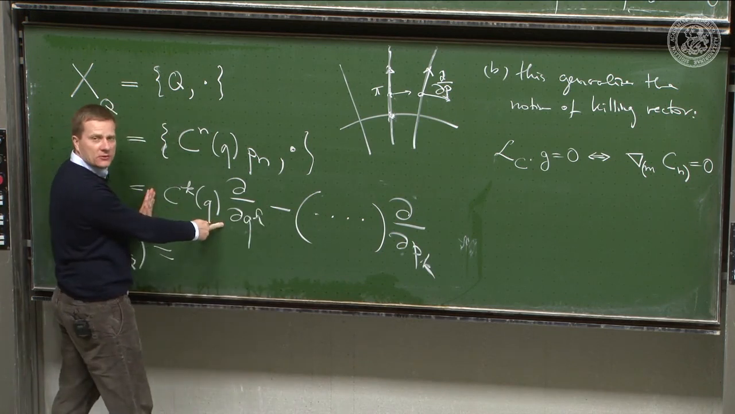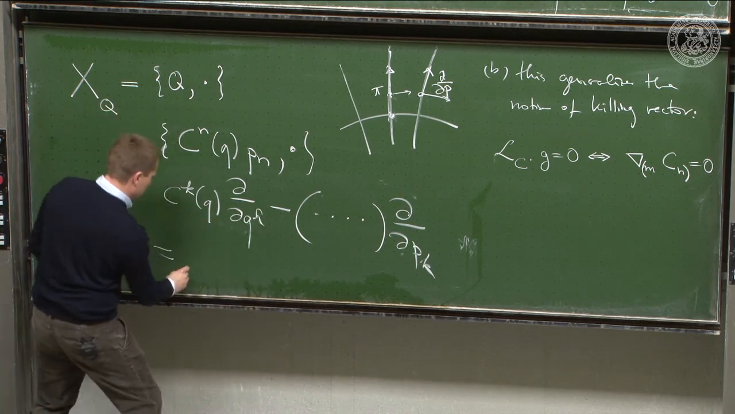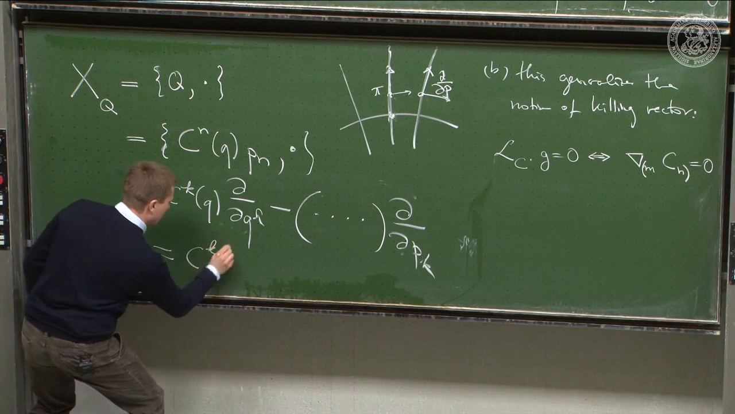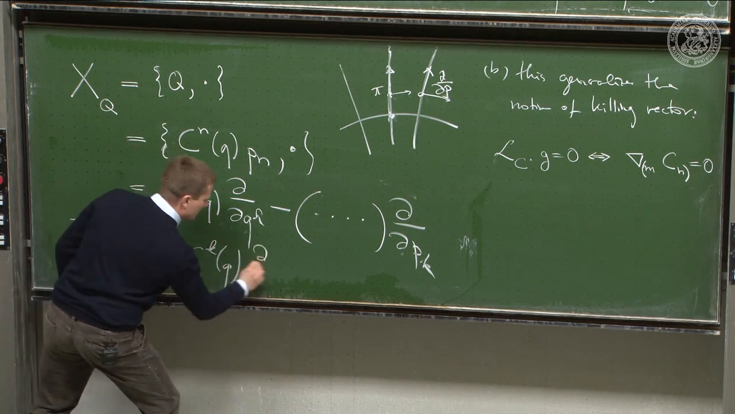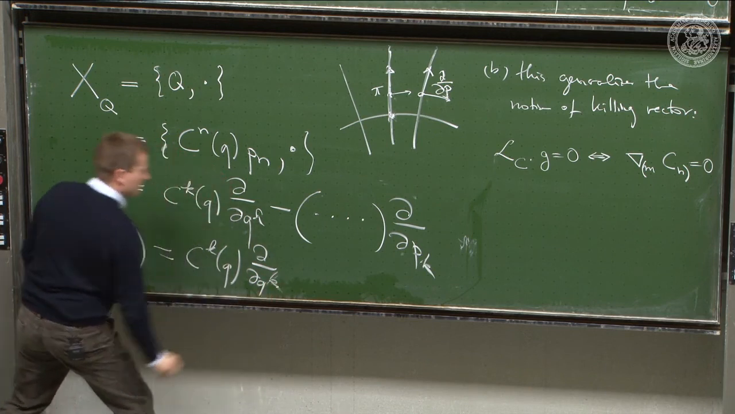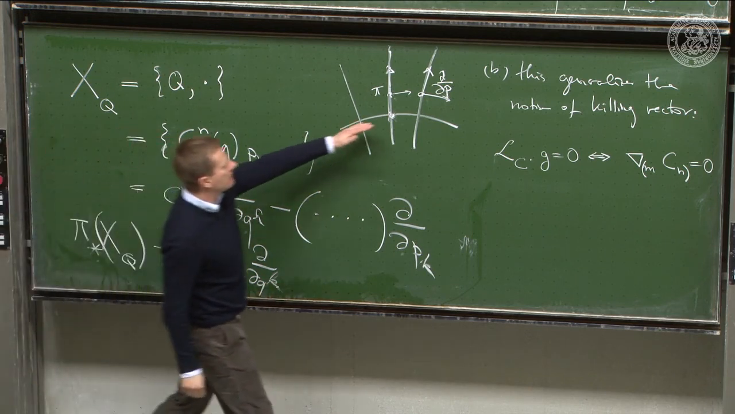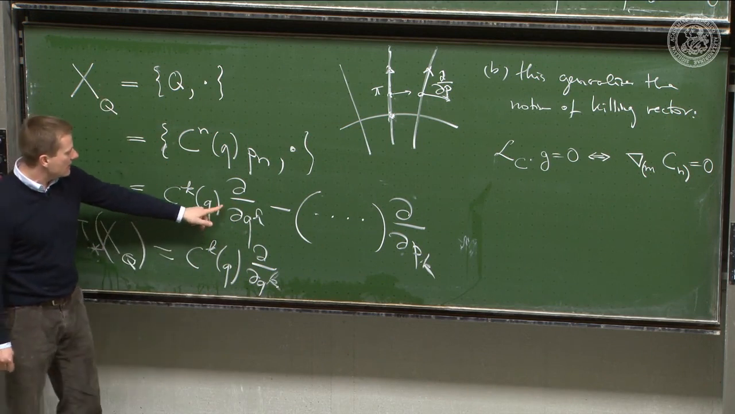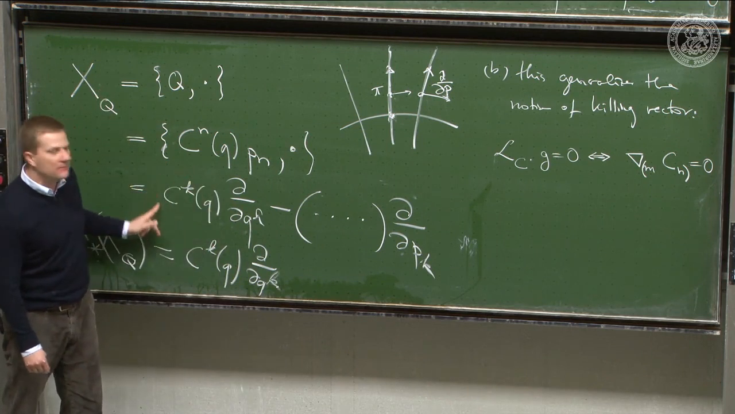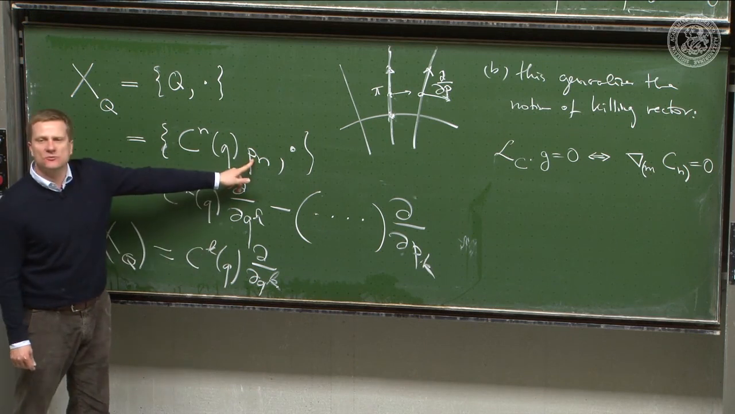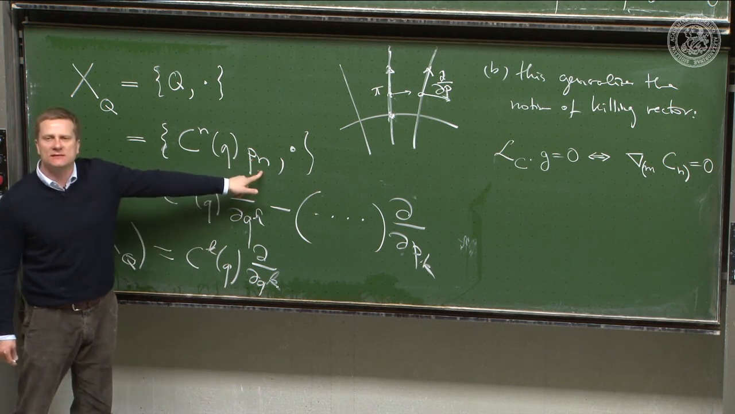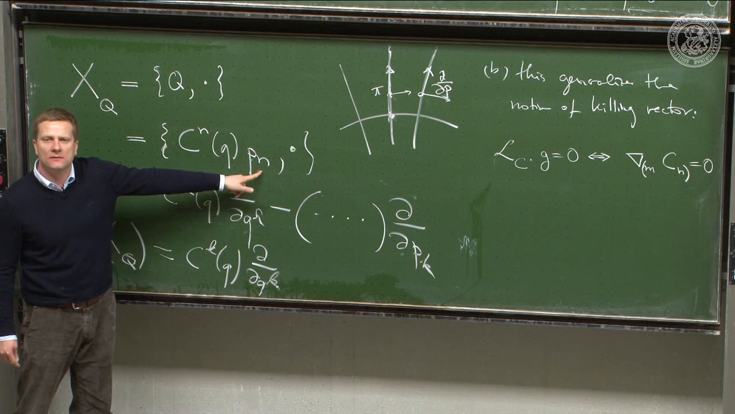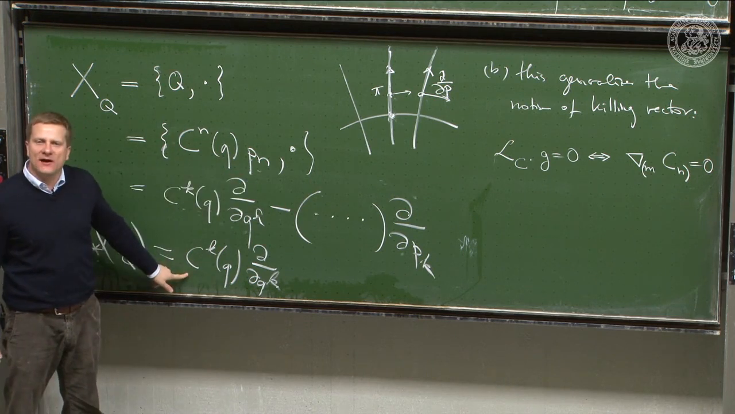What's the push forward of this guy? Well, it's of course just c_k of q d by dq_k. That's a vector field down here. And it doesn't matter where in the fiber you are, because the factor no longer depends on the p. Why? Because it was linear and the bracket eliminated the last remaining p factor. And therefore, it's well defined.